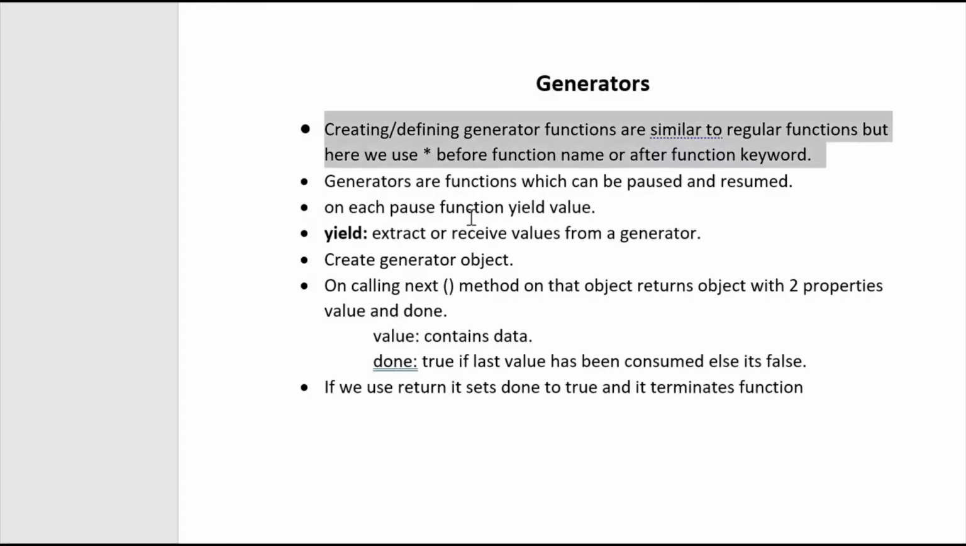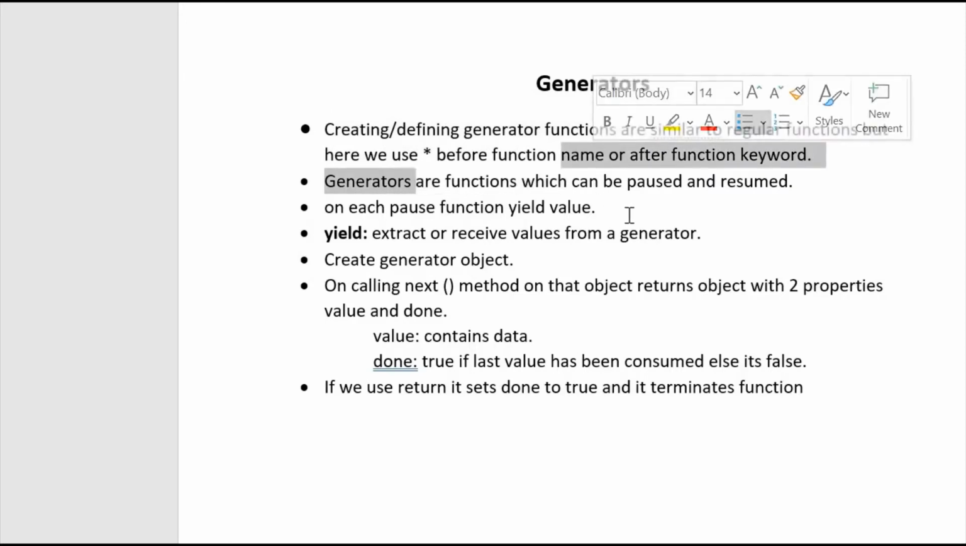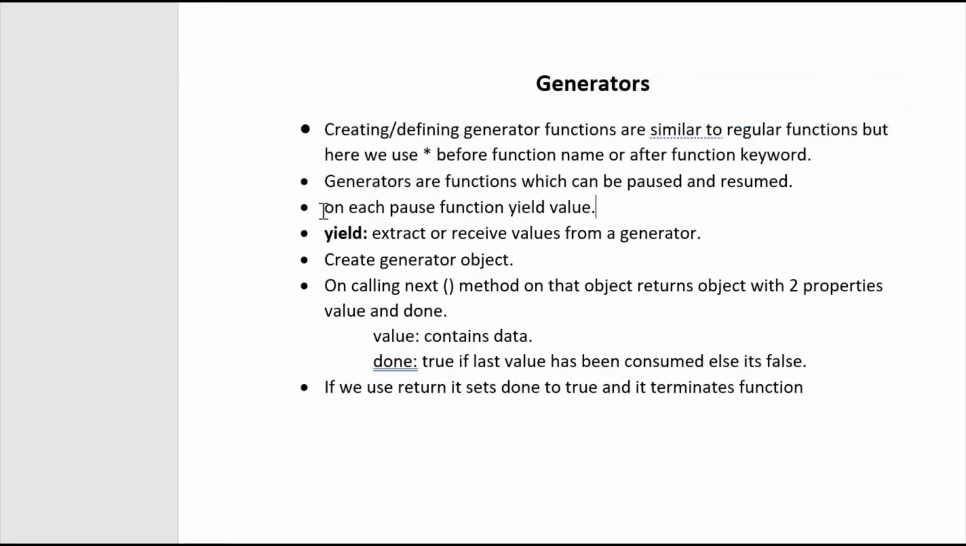So what's the main difference between regular functions and generator functions? Generator functions can be paused and resumed, but regular functions can't be paused or resumed. It's a continuous process, it keeps executing the next lines of code. We will see this in future, so we'll go to the next point.